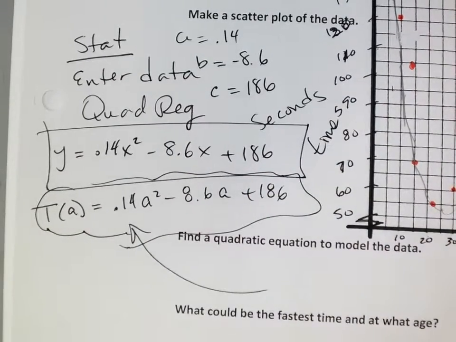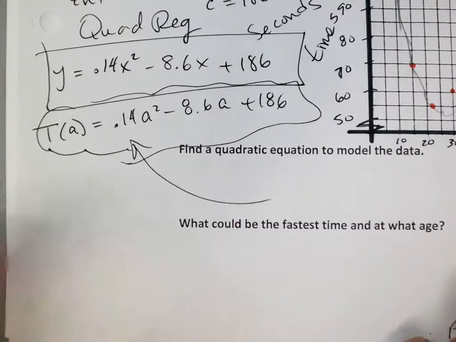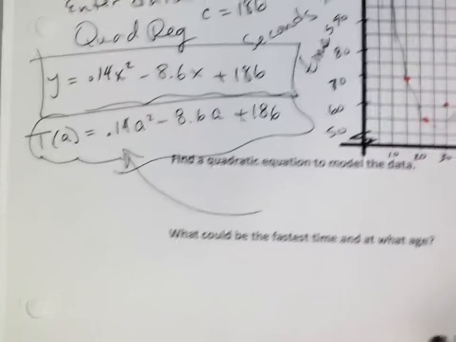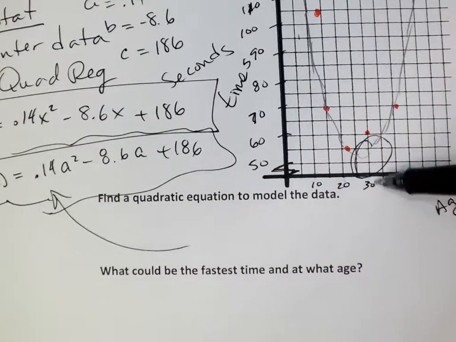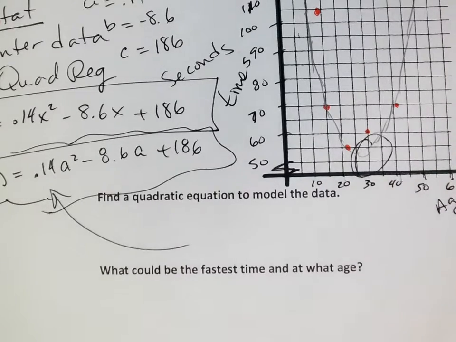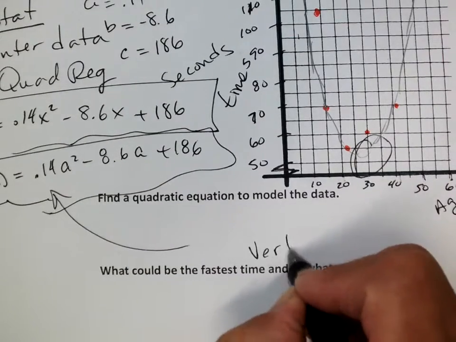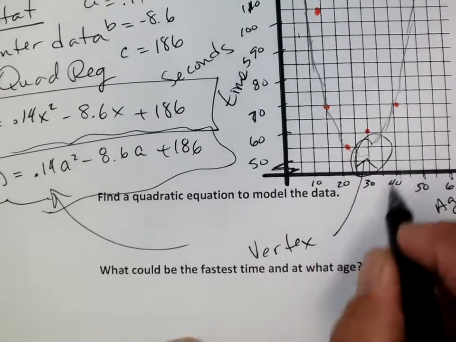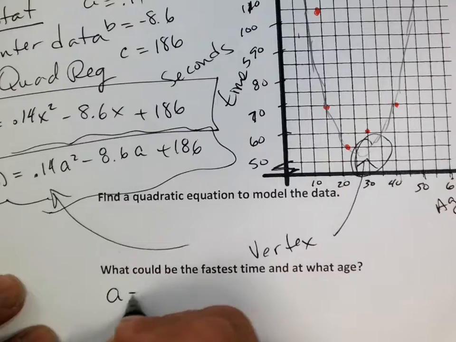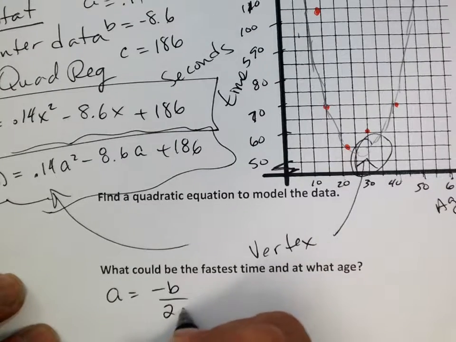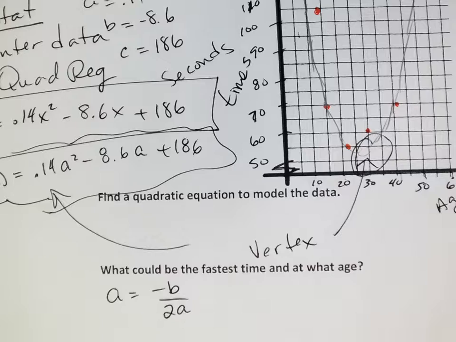I'm happy with that. Okay, now, what could be the fastest time and at what age? So, the fastest time, according to what I drew in, would be somewhere around here. Maybe it's age 29, maybe it's age 25, but we can guess because that's the vertex. Isn't that the vertex? And if I need to find the vertex, then I have a little equation, right? I've got that negative b over 2a. So a for age is equal to negative b over 2a, because I want to find the x value of the vertex, which would be the age.